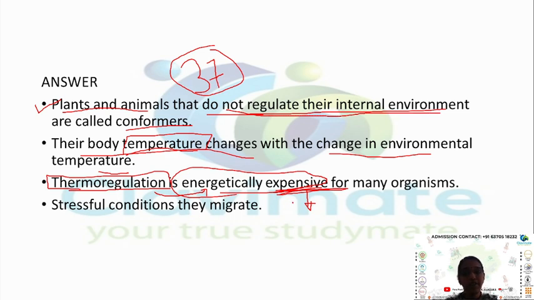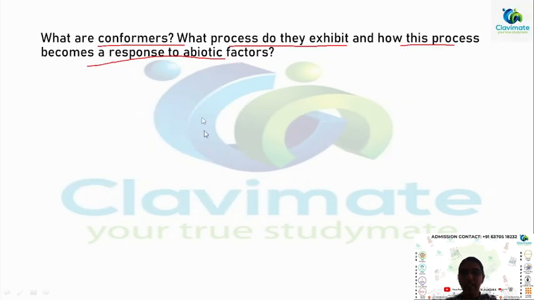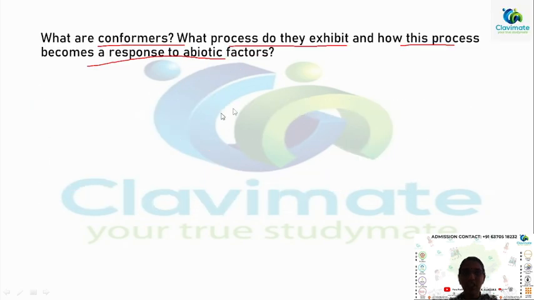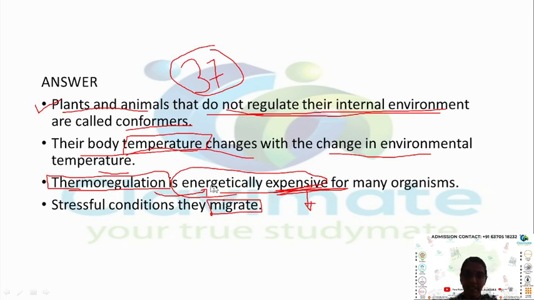So what they do, if the environmental conditions are too extreme, too cold or too hot, is they migrate. Okay, that's the three parts of the answer. First, define conformers, and next, what process do they exhibit is they change their body temperature, and how this process becomes a response to abiotic factors is that they migrate. So they migrate because thermoregulation is energetically expensive for these organisms. So these are the points that you have to mention for this question.